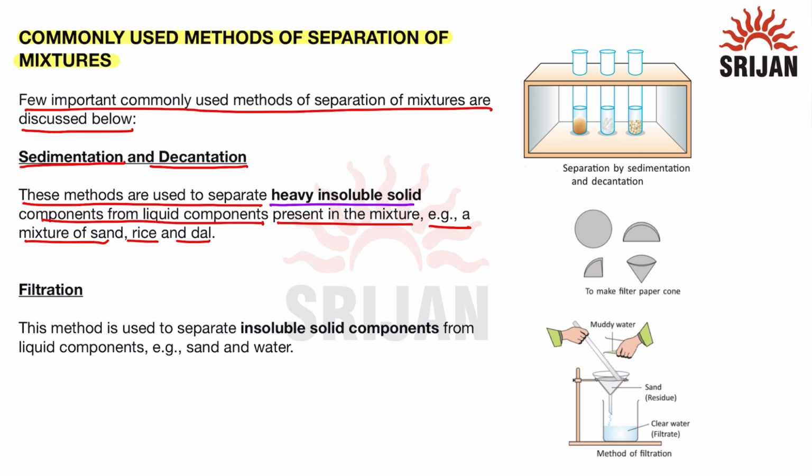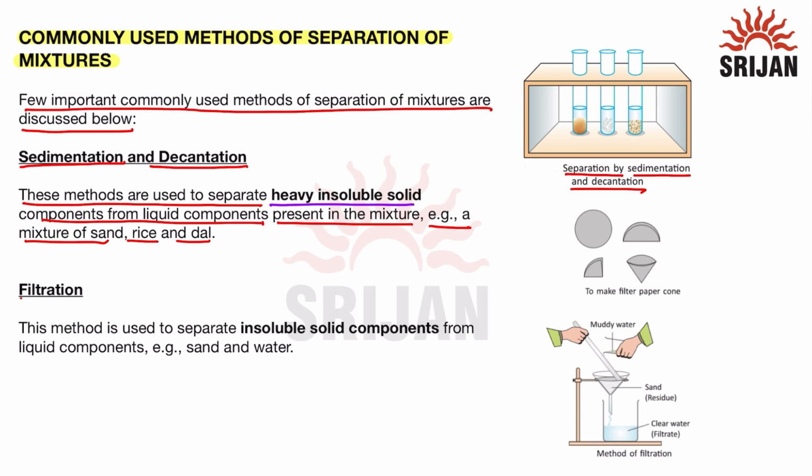Now in this figure we take the mixture of sand and water. We can also take the mixture of rice and water or dal and water. By this method, sedimentation and decantation, the heavy insoluble solid, that is sand, rice or dal, will settle down and water will form the upper layer. So by this we can separate the insoluble solid and the liquid component. So we can see this is the separation by sedimentation and decantation.